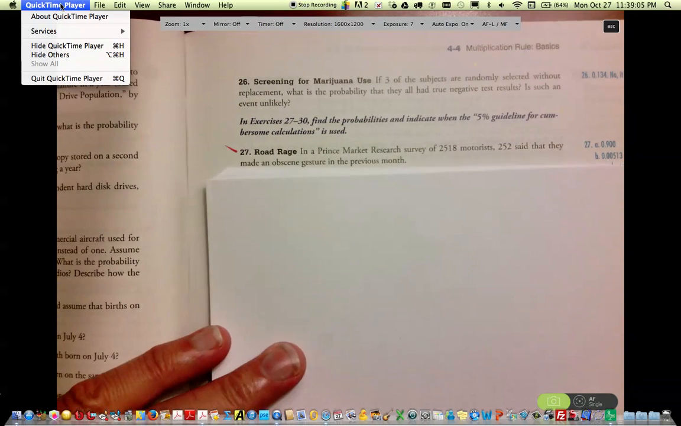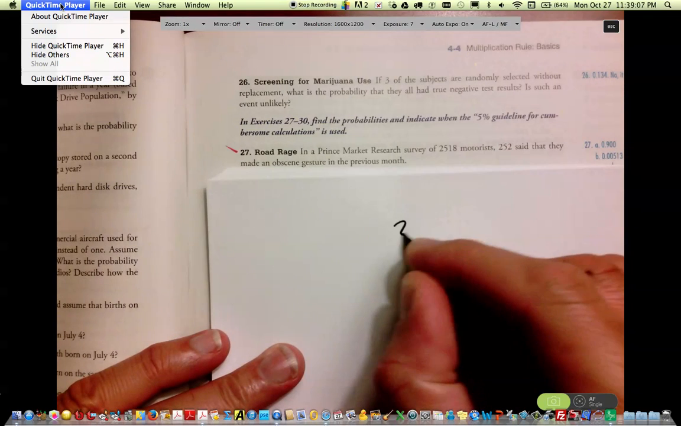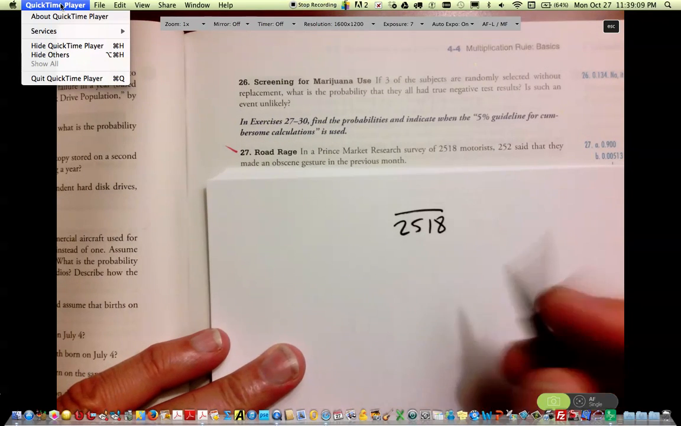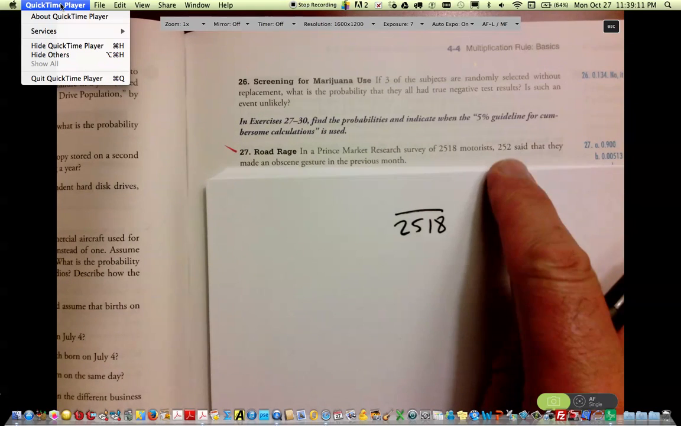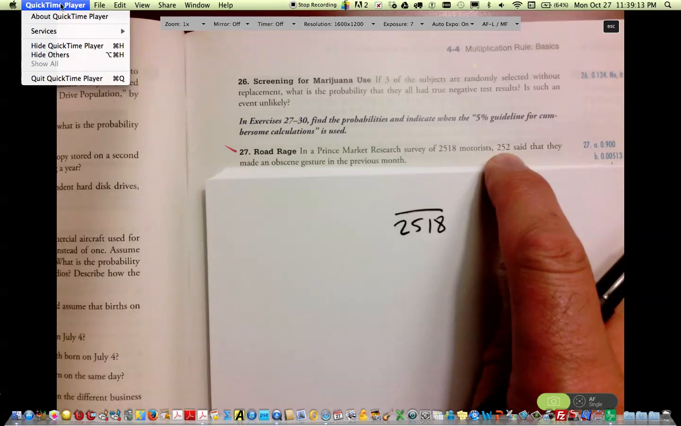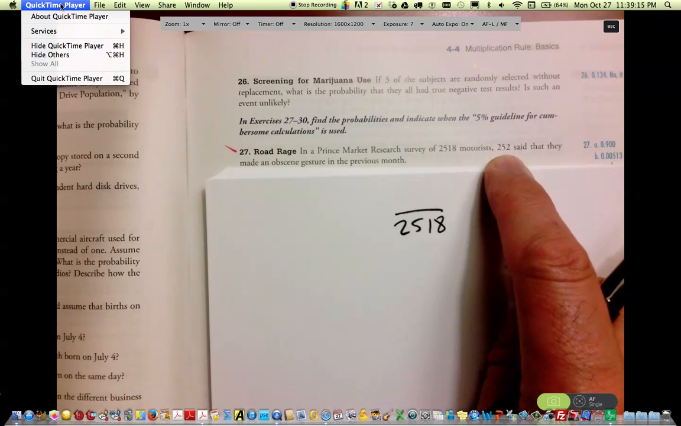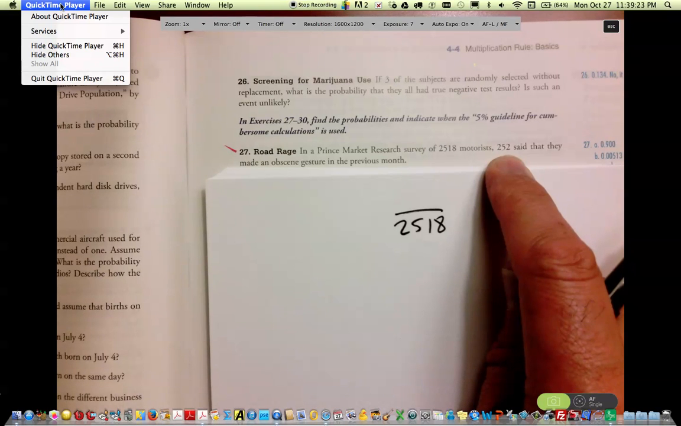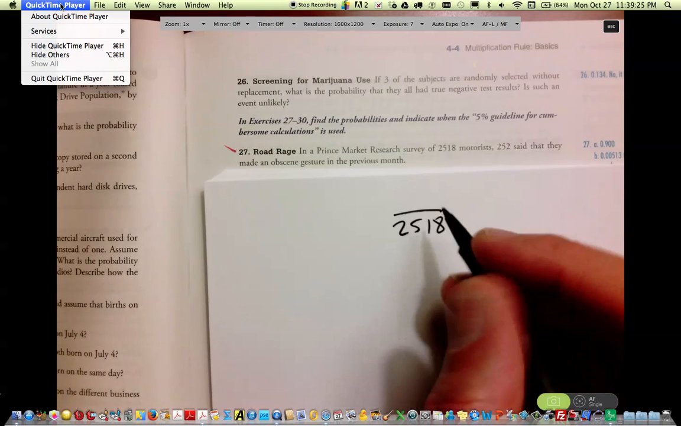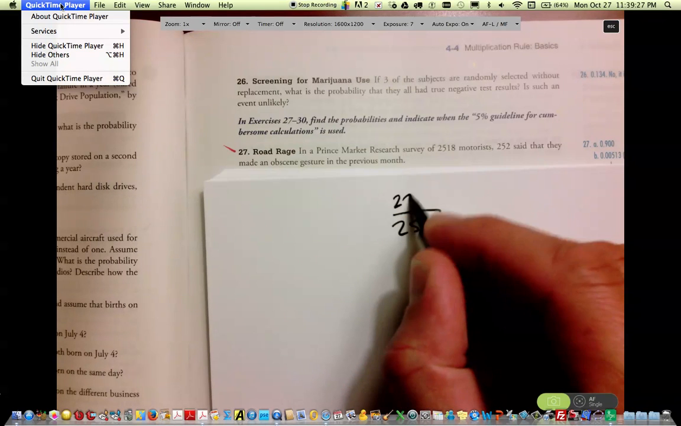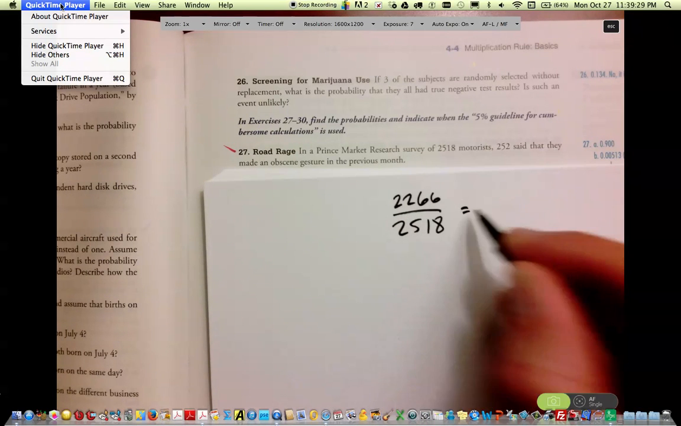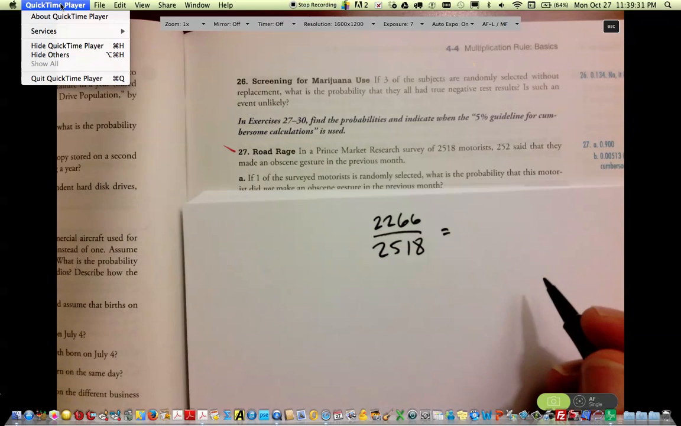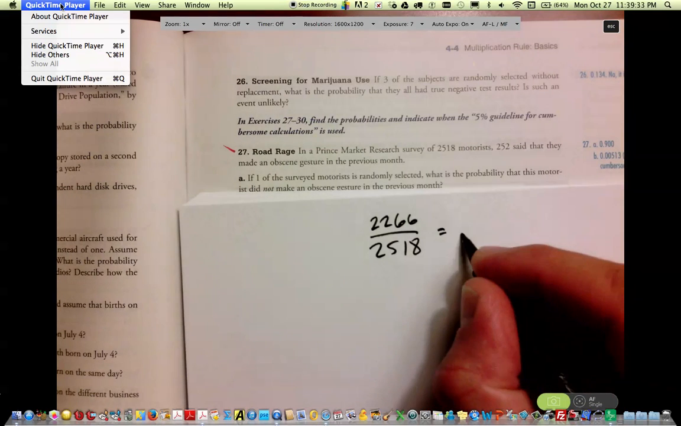All right, we're going to end up with, we've got 2,518 people in this group. 252 said that they did make an obscene gesture. So the number that are left then would be 2,518 minus 252. That gives me 2,266. All right, and if you divide those, you're going to come up with an answer that's about 90%.